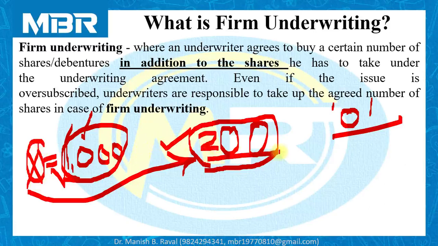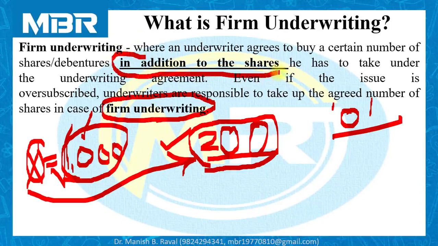It is also known as confirm underwriting, or you can say confirm to purchase, for 200 equity shares. So here we have to discuss the case of firm underwriting. Firm underwriting means it is agreed upon by underwriter and company that the underwriter will purchase an additional number of equity shares mentioned in firm underwriting. Here for your reference, I have clearly mentioned these words in bold letters with underline: in addition to the shares.